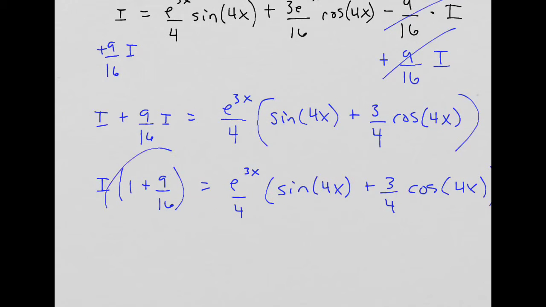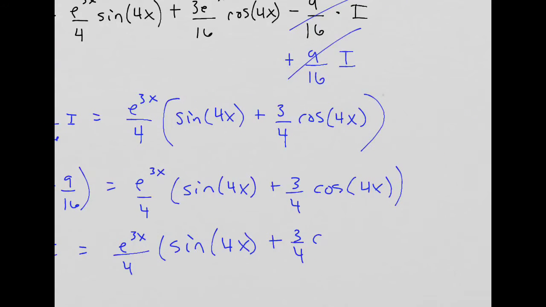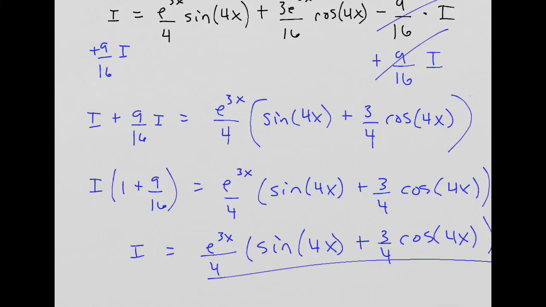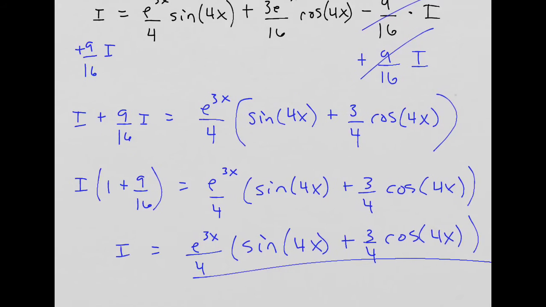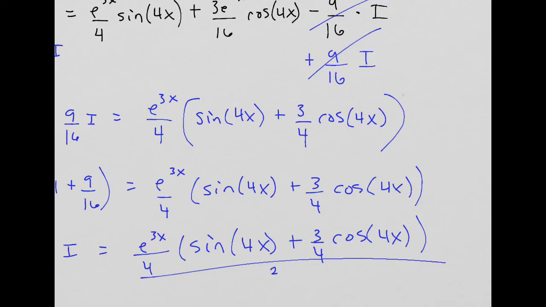And I will divide by all of that. So I, which is my original integral, is equal to all of this. e to the 3x over 4 times sine of 4x plus 3 over 4 cosine of 4x, all divided by, what is this? 16 over 16, 16, 17, 18, 19, 20, 23, 24, 25. I think it's all over 25 divided by 16. I don't know. That part might be wrong, but I don't really care.